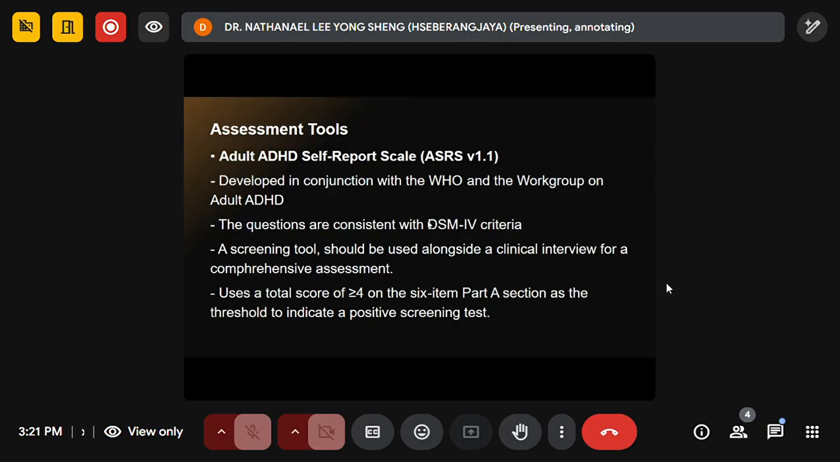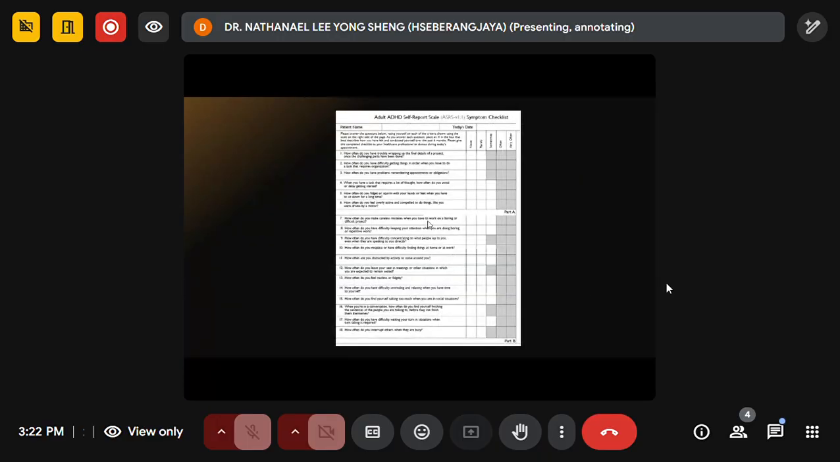ASRS uses a total score of more or equal to 4 on the 6 items of Part A section as a threshold to indicate a positive screening test. So as you can see from the screen, this is the ASRS screening tool that I mentioned. It consists of Part A and Part B. Okay, so as you can see, this is Part A.